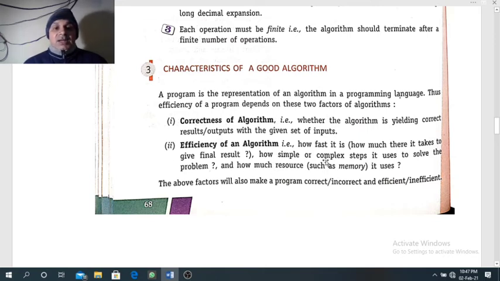First factor is correctness of algorithm. It means whatever algorithm we have designed, it should give correct result. It should not give wrong result.